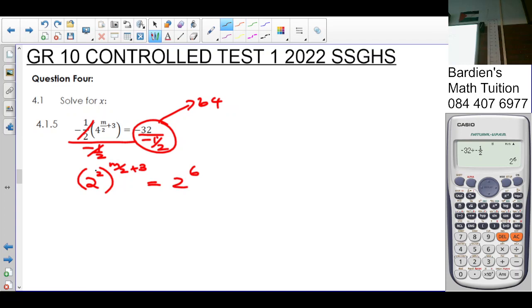So what we do now is to get rid of the bracket, multiply. So it's 2. 2 times m over 2 is m. 2 times 3 is going to give you 6, equals 2 to the 6. When bases are the same, exponents are equal. So therefore m plus 6 is equal to 6. So m is equal to 0. Is that correct? So m is equal to 0.